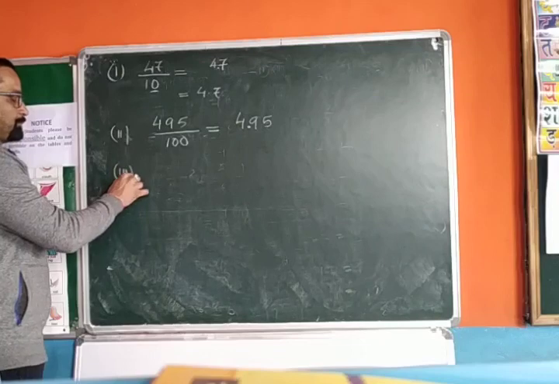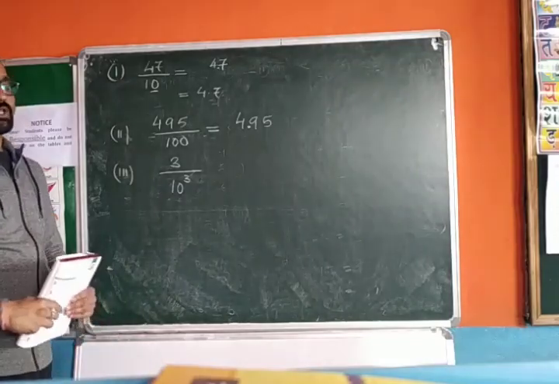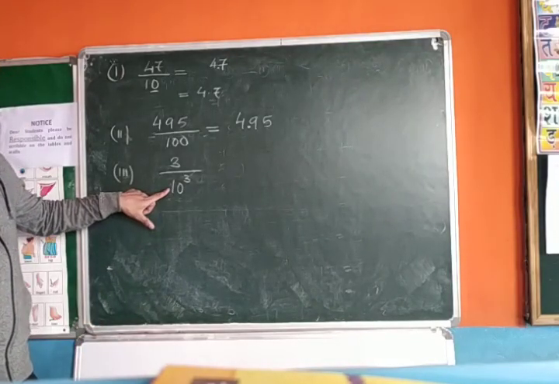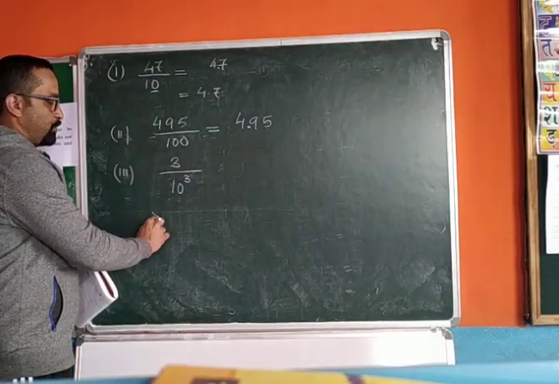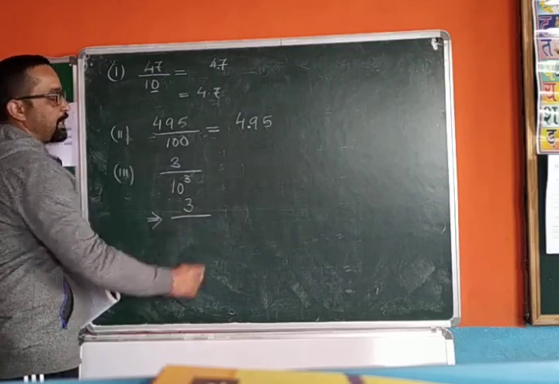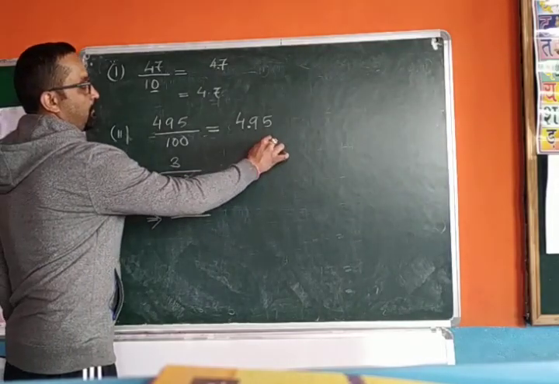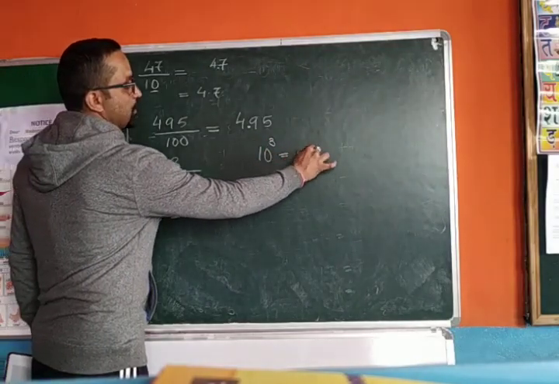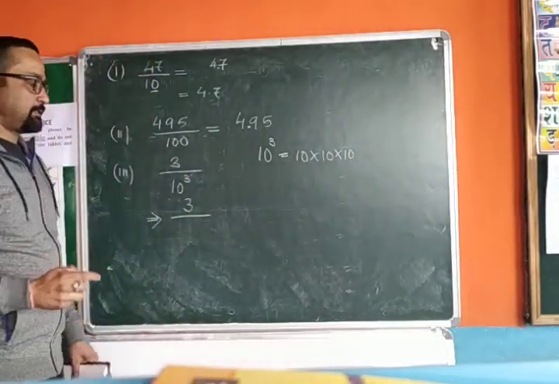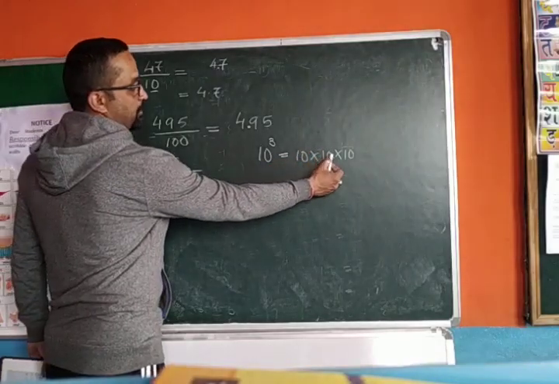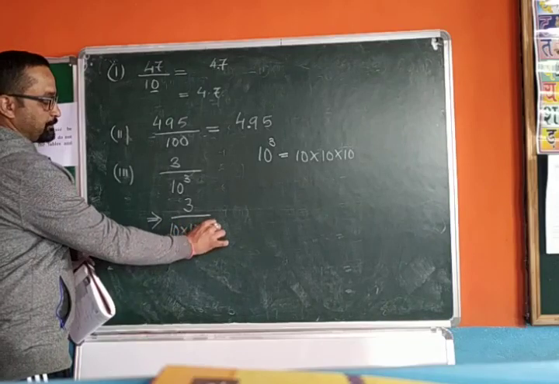Third example, 3 divided by 10 to the power of 3. This is called an exponent, 10 to the power of 3. You need to simplify this first. 3 divided by 10 to the power of 3 means 10 is multiplied 3 times. 10 to the power of 3 means that, so 10 multiplied by 10 multiplied by 10. You can write 10 into 10 into 10.